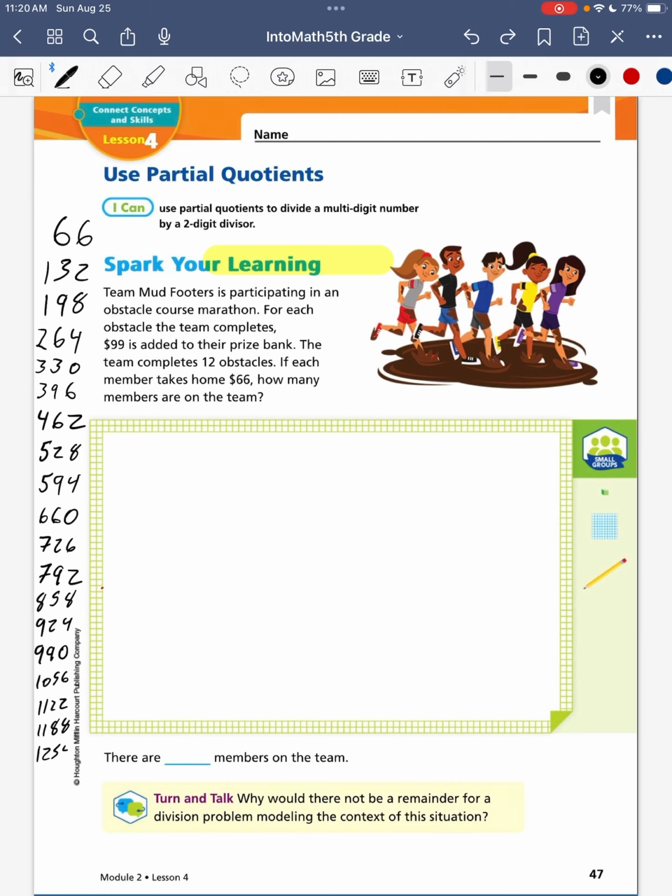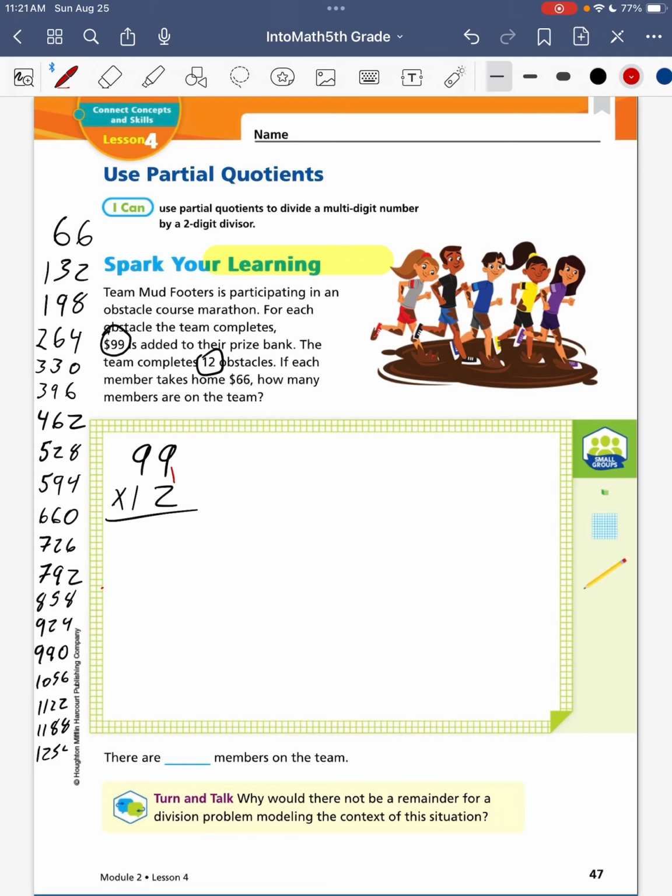In Spark Your Learning, Team Mudfooters is participating in an obstacle course marathon. For each obstacle the team completes, $99 is added to their prize bank. The team completes 12 obstacles. If each member takes home $66, how many members are on the team? So there's multiple steps to this problem. First of which, we need to figure out how much total money they have. We can find this by multiplying 99 times 12.